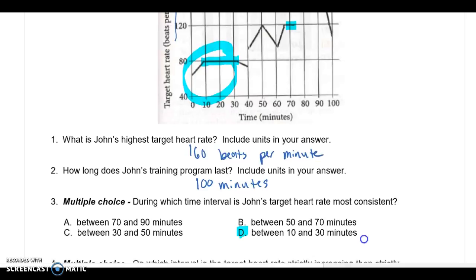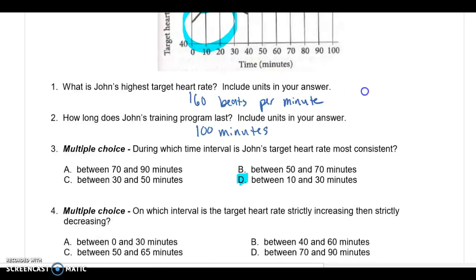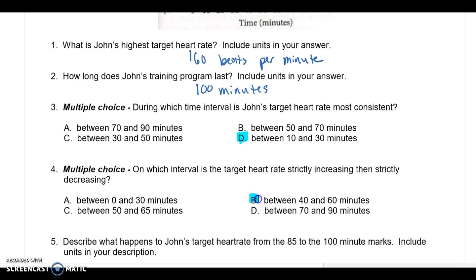Choice B is between 40 and 60 minutes. So between 40 and 60, we go up and then down. That looks to be the choice.